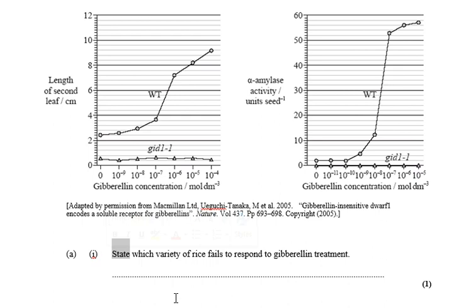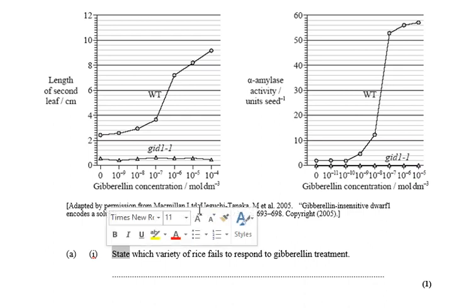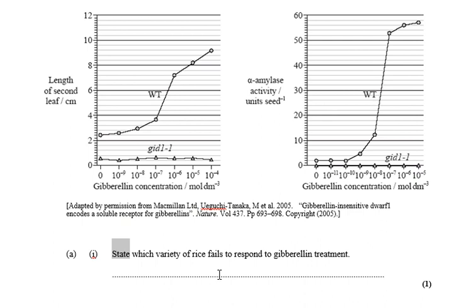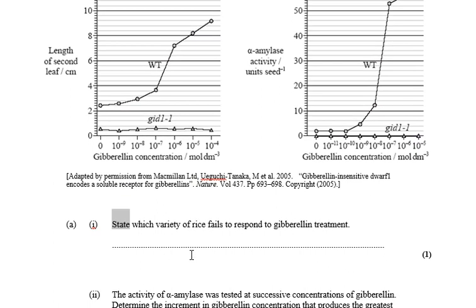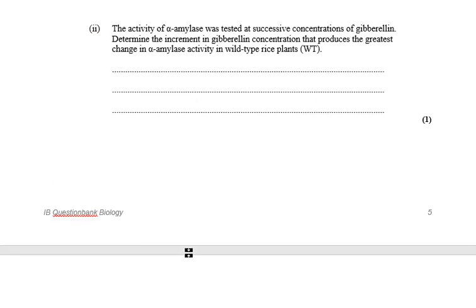We call that word at the start of the question a command term, and it has a specific definition which you need to learn. So state simply means give a specific name, value, or brief answer without explanation or calculation. So it's a simple one-word answer, one-letter answer, and of course the answer you're looking for is GID1-1. Okay? The next question we come to.